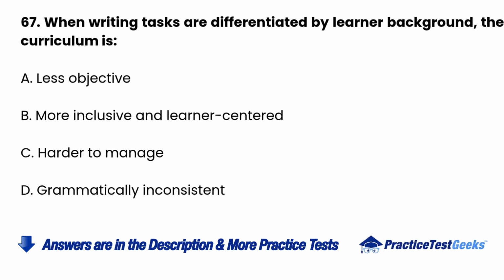67. When writing tasks are differentiated by learner background, the curriculum is A. Less subjective. B. More inclusive and learner-centered. C. Harder to manage. D. Grammatically inconsistent.